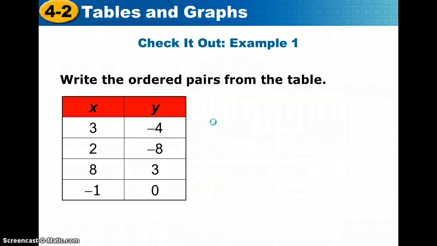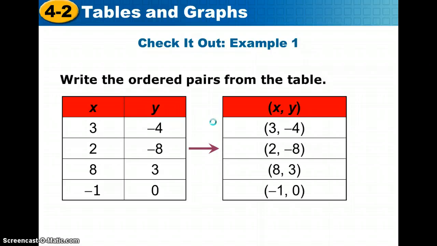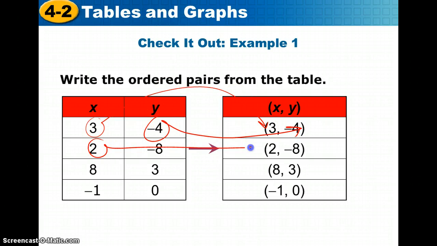Let's let you try to write these ordered pairs. Pause and write them. Yours should look like this. X is always first, y is always second. 3 was first, -4 was second. 2 was first, -8 was second, etc., etc.